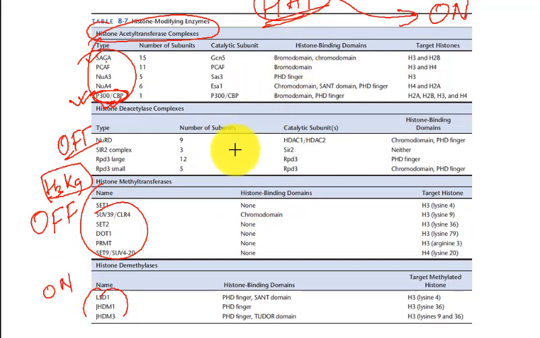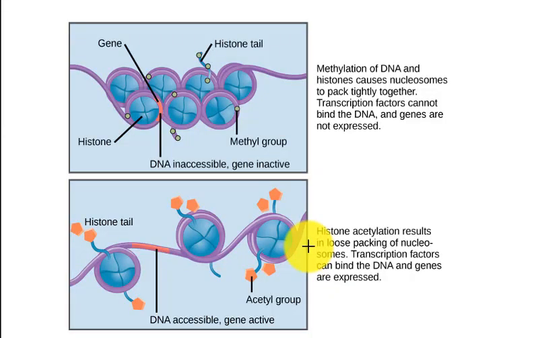Now this is the HAT enzyme. This is what is called histone deacetylase, in short HDAC. Then histone methyl transferase, HMT. Now HDM, histone demethylase. These are the enzymes that are required to modify the histone.